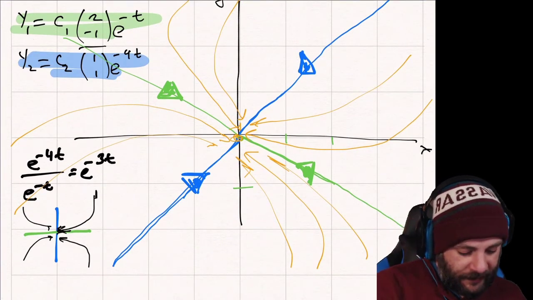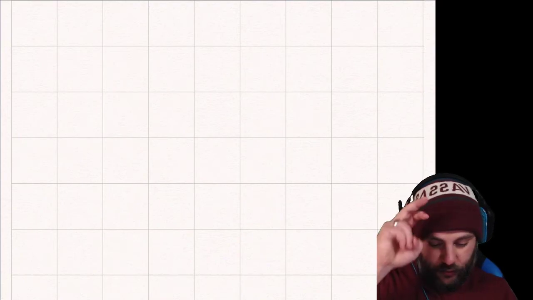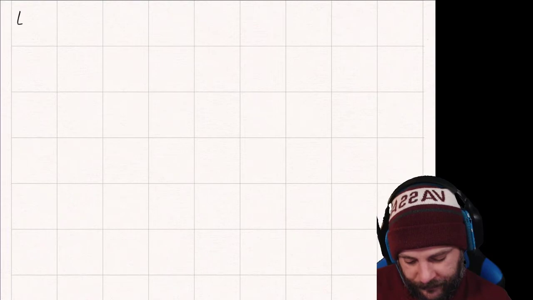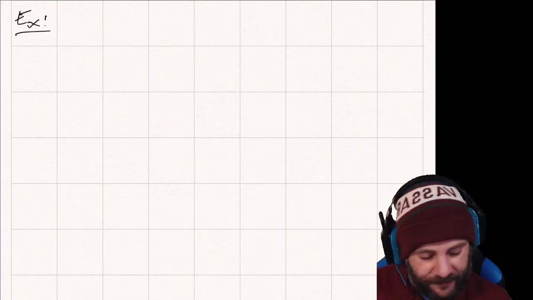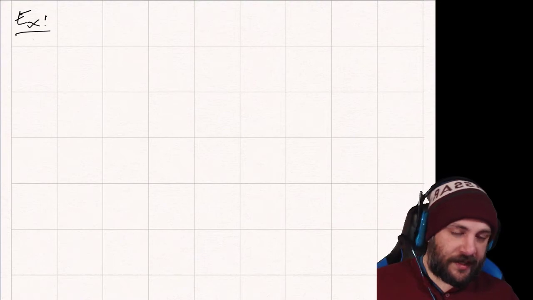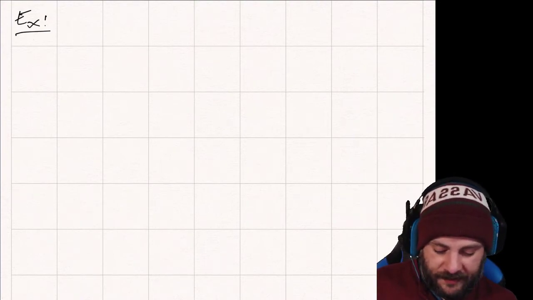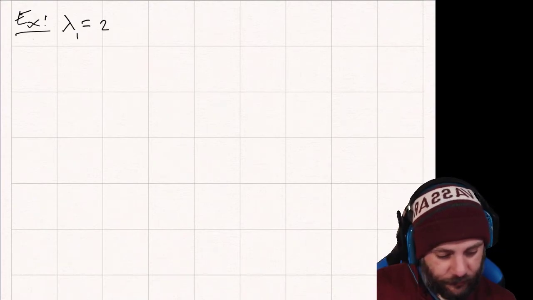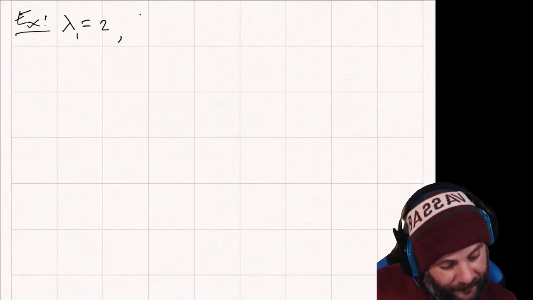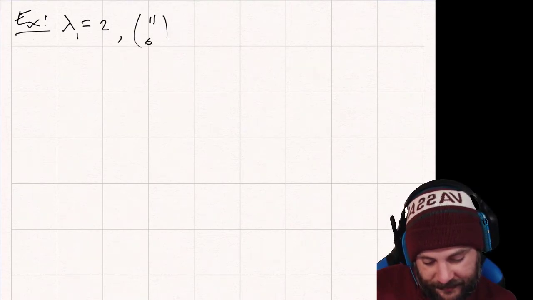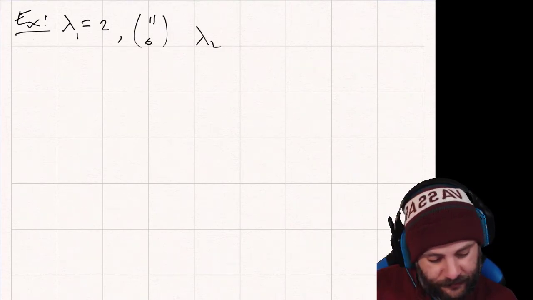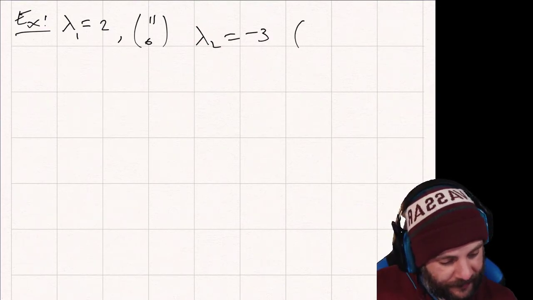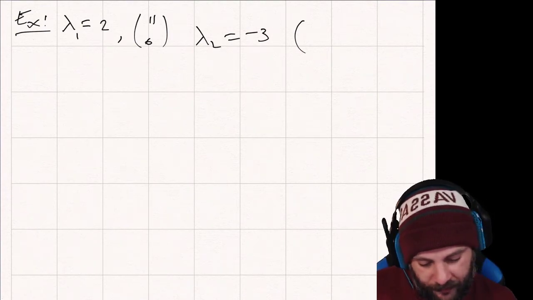All right, one last one to end this short video. Okay, on this last example here, I'm not even going to give you the system, but you should take it as a challenge to try to construct the system that gives us this. So lambda 1 is 2, and that goes with the eigenvector (11, 6). And lambda 2 is negative 3, and that goes with the eigenvector (1, 1).